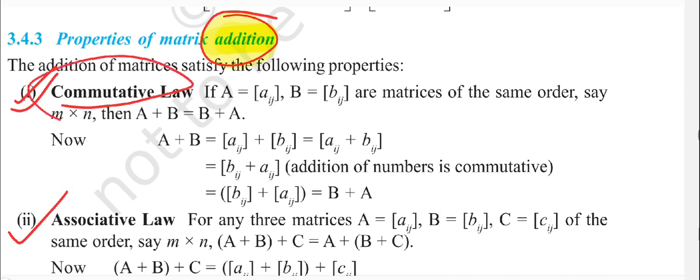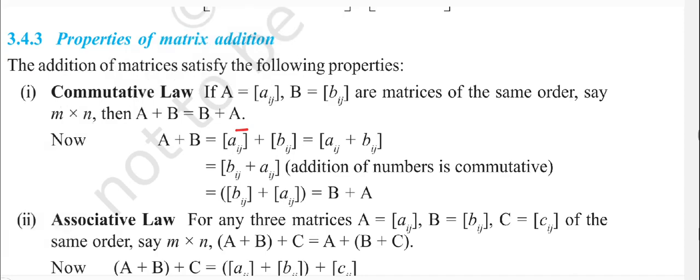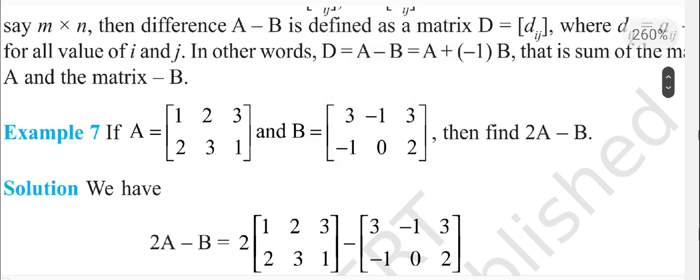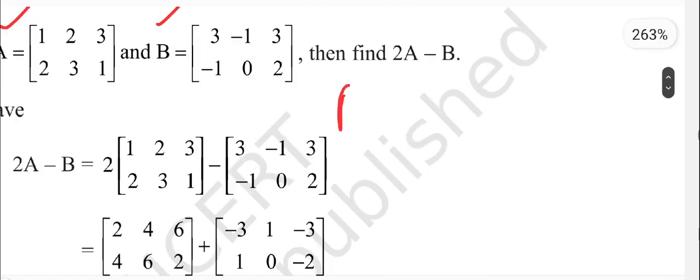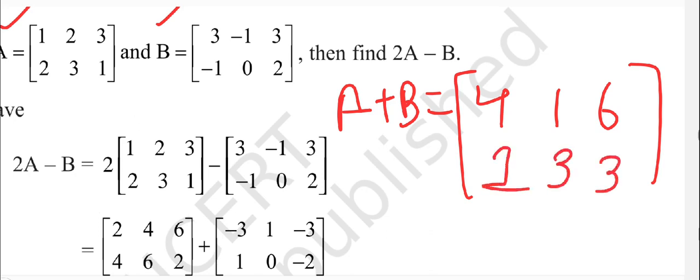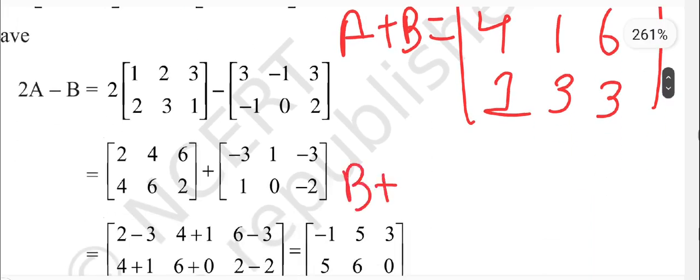It says that the manner in which you add the matrices does not matter. We are going to get the same matrix. Let's try to understand it with the help of an example. Here we have two matrices, A and B. Now let me add A plus B. If I add A plus B, what do I get? I get 4 here and 1 here, 6, then 1, then 3, then 3. Now let me try B plus A.